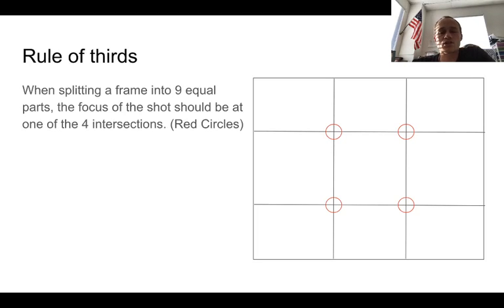When you are actually shooting the shot, you need to be aware of the rule of thirds. The rule of thirds is when you split the frame into 9 equal sections, and I apologize, my drawing is not exactly 9 equal ones. This is a little bit fat, I get that, but you want to have your focus on one of these intersections here, one of the red circles, okay?